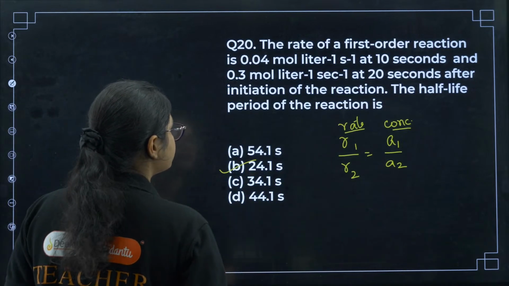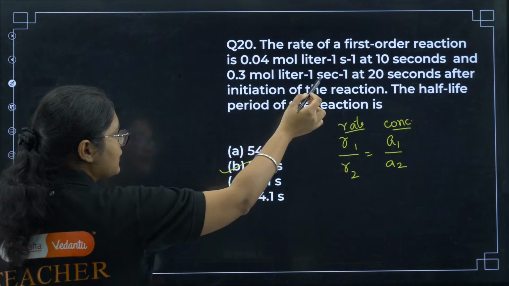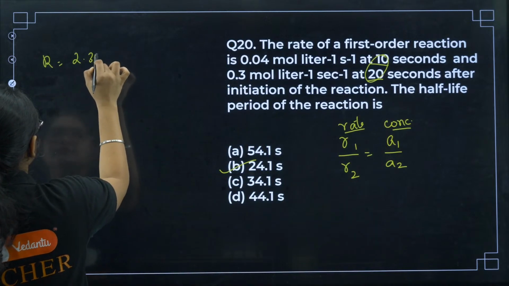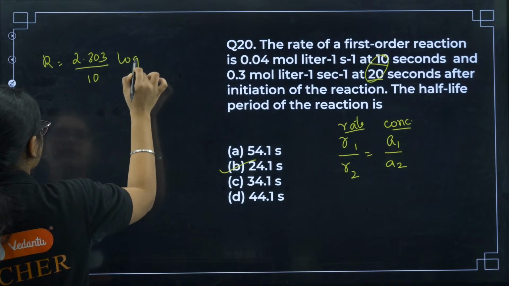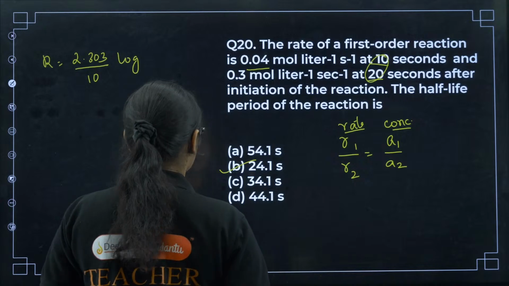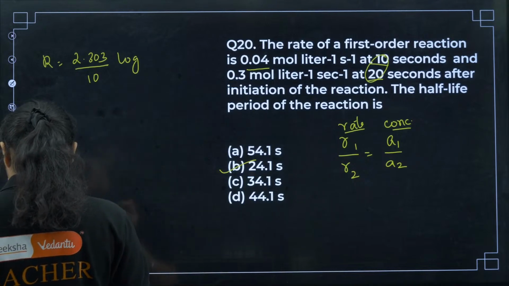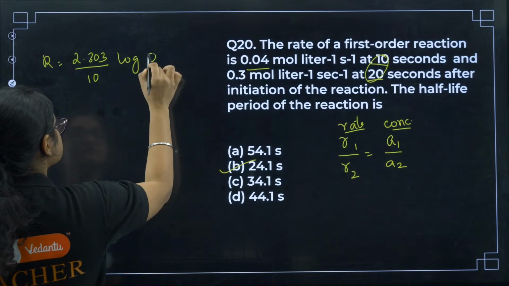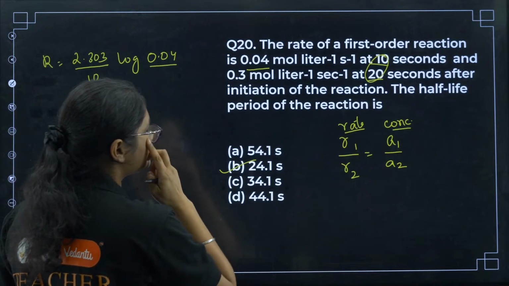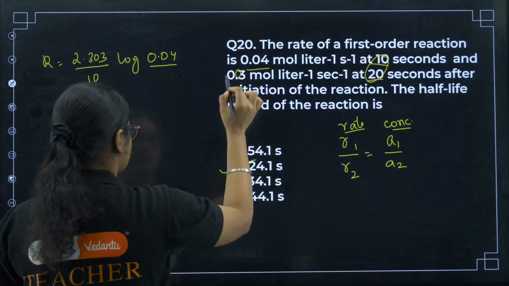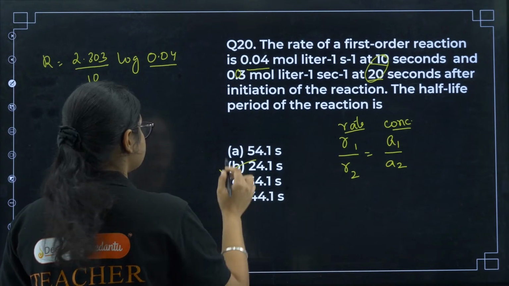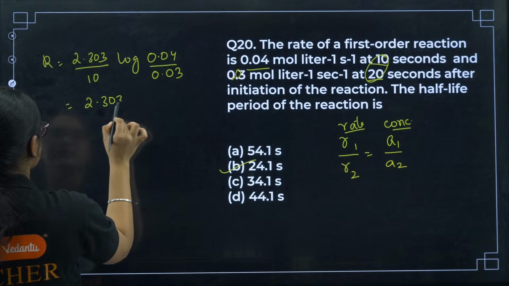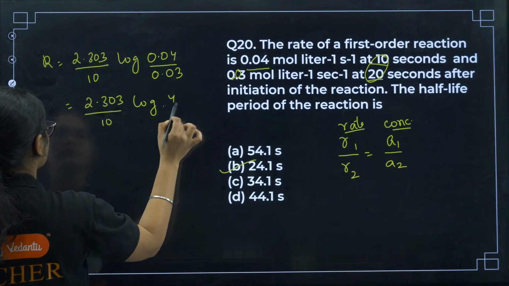Okay. So how to do this calculation? See, you can write 10 seconds to 20 seconds, right? Time is T. Time is 10. So I can find it like 2.303 by 10 log of A0 by A. A is 0.04, and here it is actually 0.03, okay, small calculation error. So that means 2.303 by 10 log of 4 by 3.